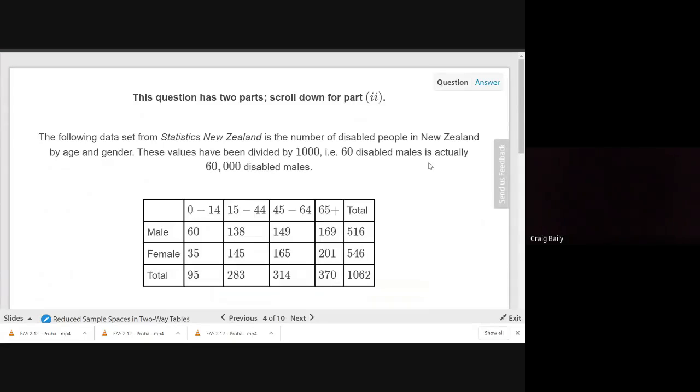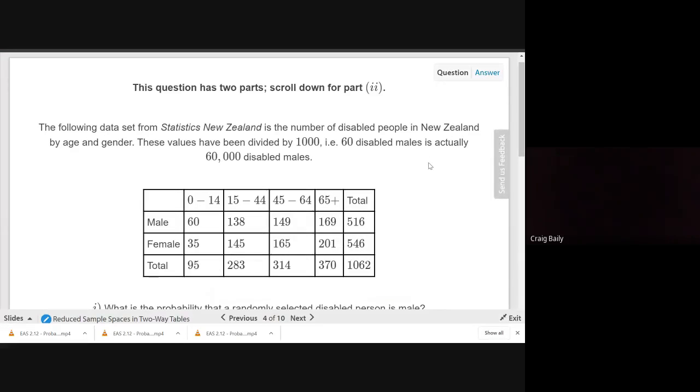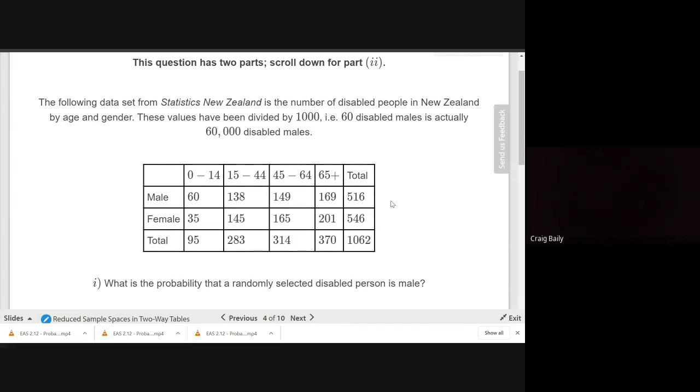In this video lesson, we're going to do some examples on finding probability from a two-way table with a reduced sample space. Let's do a few problems together. What's the probability that a randomly selected disabled person is male?